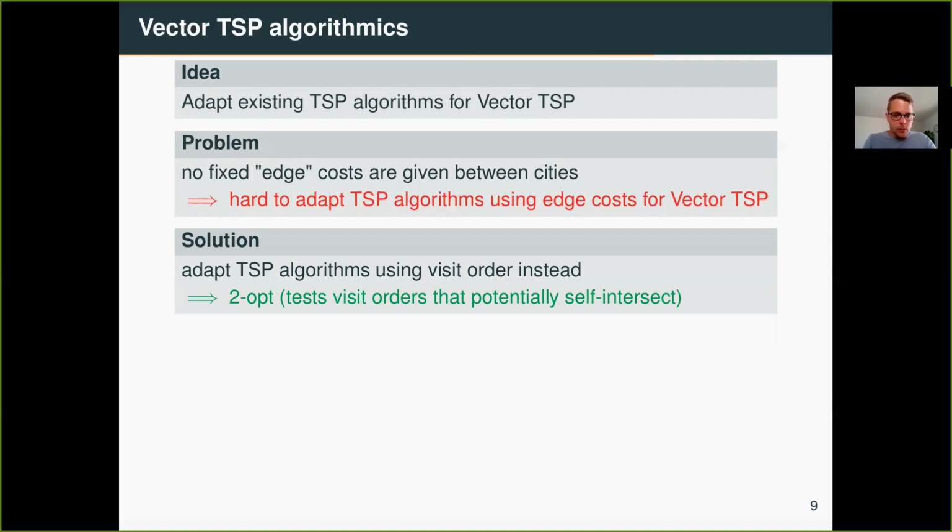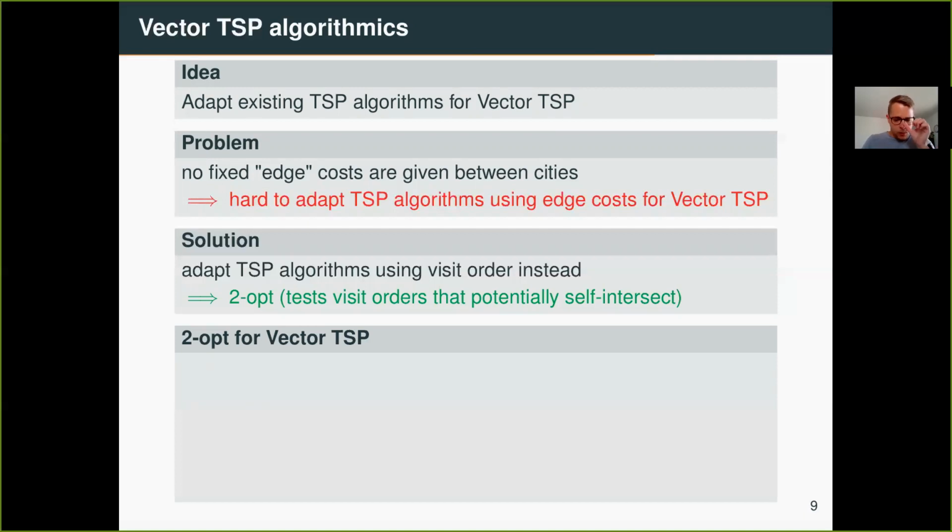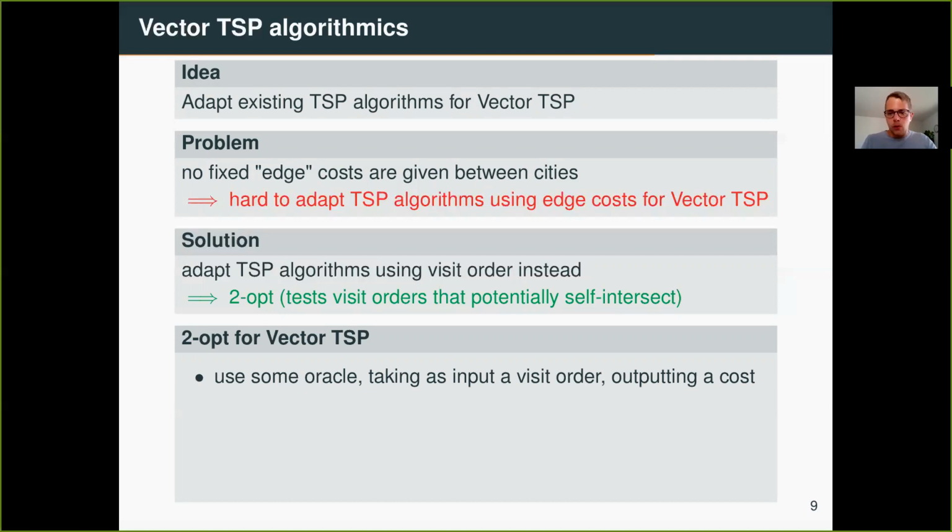So this algorithm is great for us because for one, it doesn't use edge cost, or at least you can make it so it doesn't really depend on edge cost. And it also tests visit orders that potentially self-intersect, which is great for us because we have shown that self-intersection might be really good for our VectorTSP. It might even be optimal. So how do you adapt the two-opt for VectorTSP? Well, first of all, you need some oracle, which we're going to discuss afterwards. An oracle which takes as an input a visit order and which outputs some cost corresponding to the visit order.